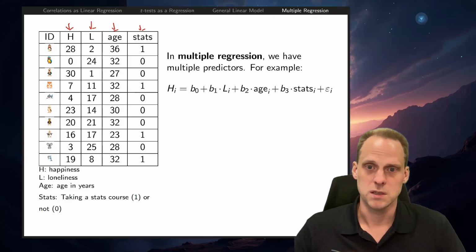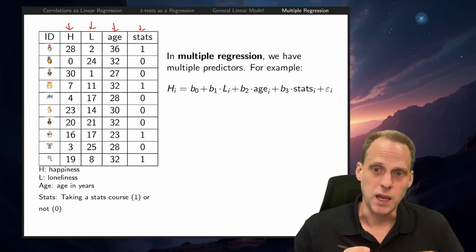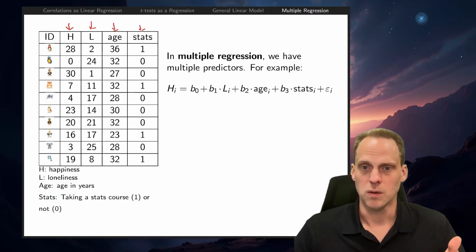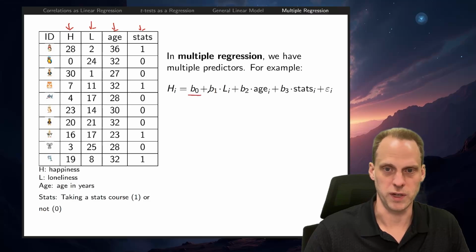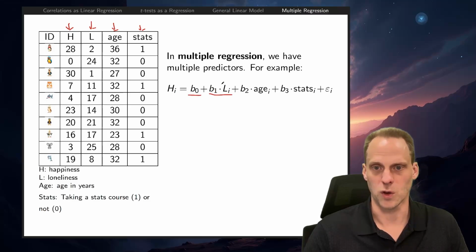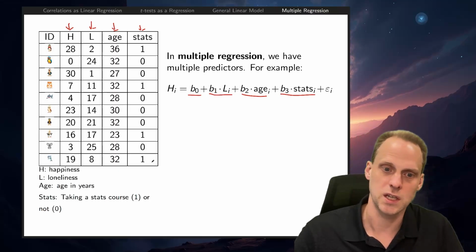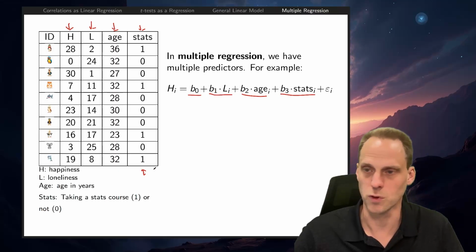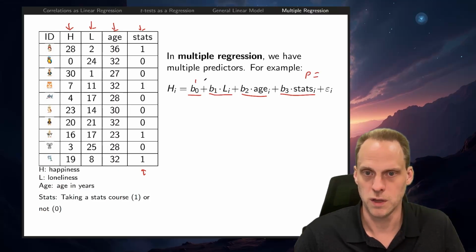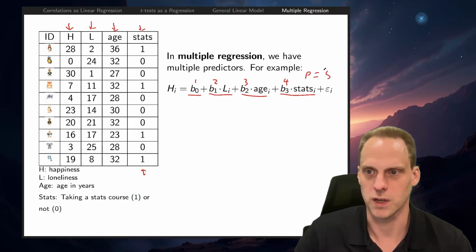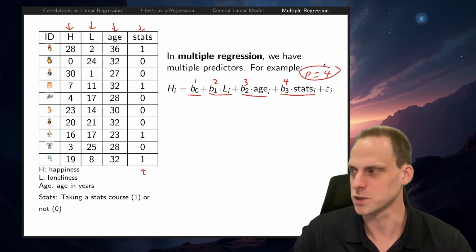Why are we doing this? Now we can see, does age predict happiness more than loneliness does, or beyond what we already know from loneliness, for example. So here we have our multiple regression model. We have our intercept. We have one slope for loneliness, one slope for age, and one slope for taking stat scores, which in this case is encoded as 0, 1. That's a grouping variable. So we have P equals 1, 2, 3, 4. Oh, that's a 5. Oh, 4 parameters. Yeah.